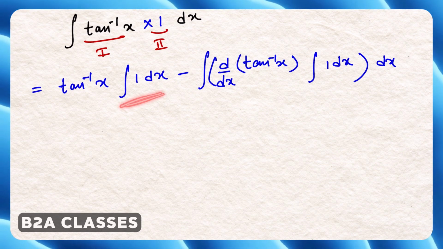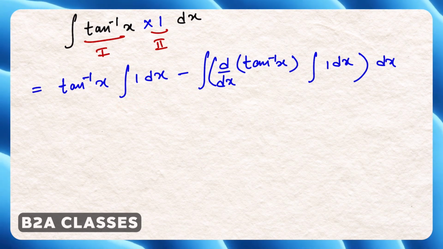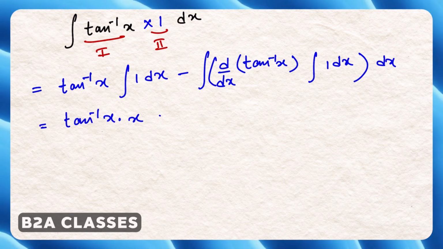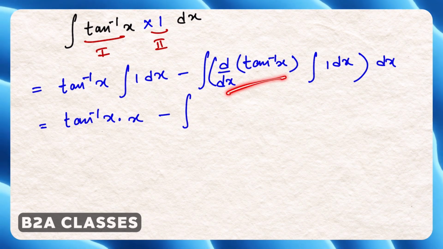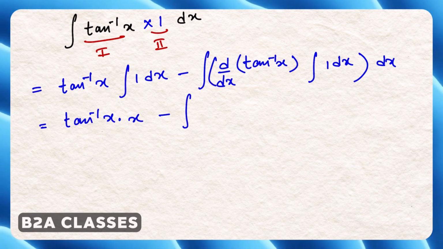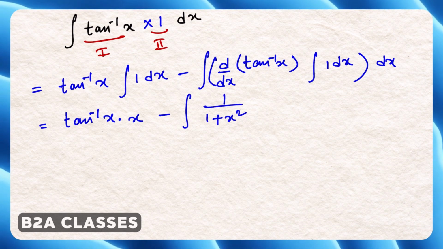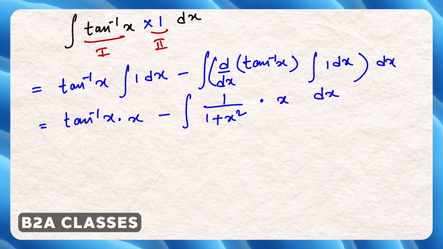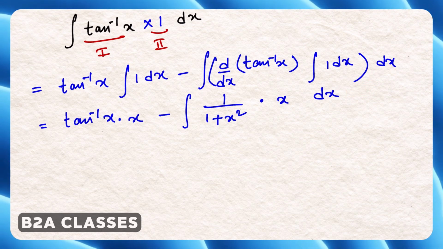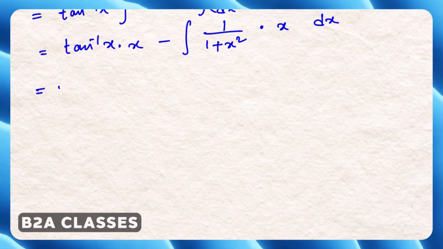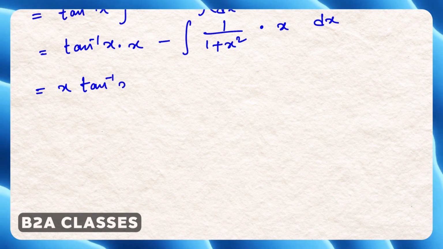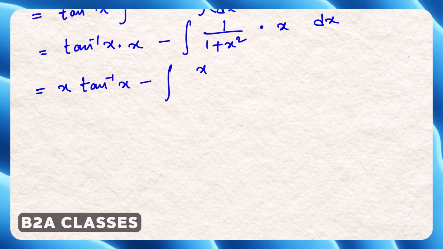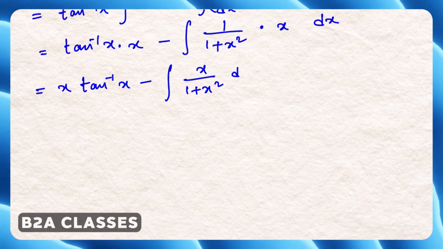Now we know integration of 1 with respect to x is x, and यहाँ पे tan inverse x into x minus integration of what is the derivative of tan inverse x. Derivative of tan inverse x is 1 upon 1 plus x square, into again integration of 1 which is x, and dx. ठीक है, ये dx. Now we can rewrite this as x into tan inverse x minus integration of x into 1 by 1 plus x square will be x by 1 plus x square and dx.